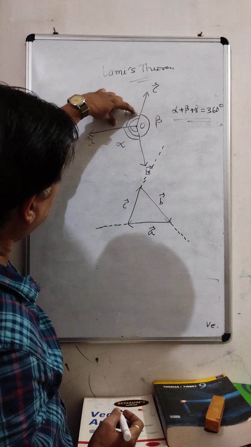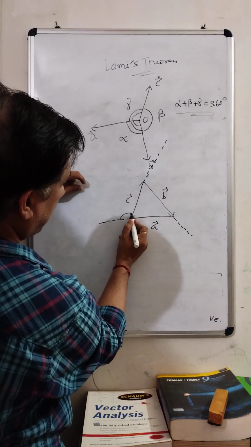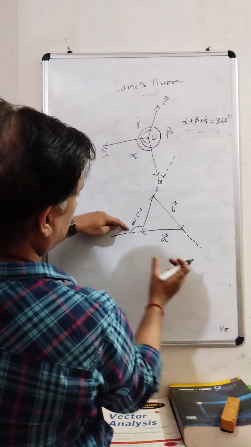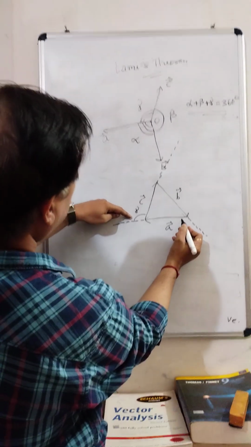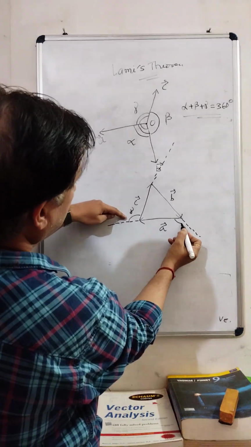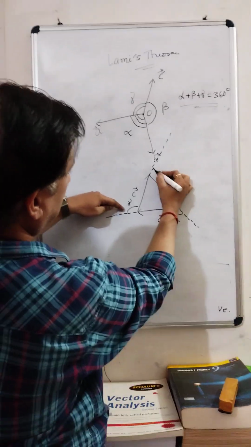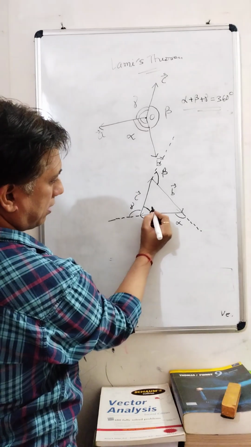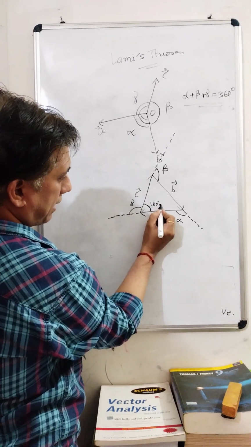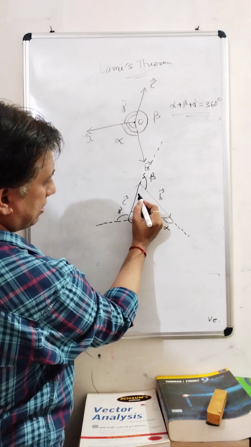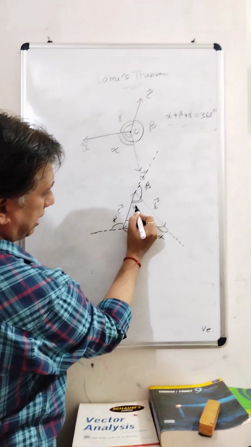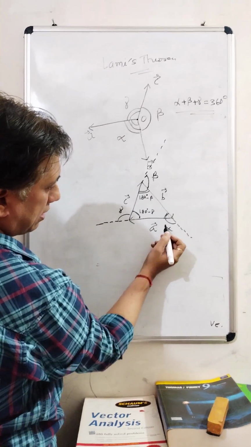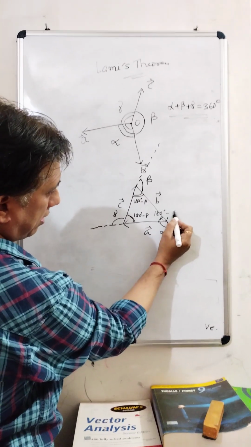Take this. This is alpha. Sorry, this is gamma. This angle is alpha. This is beta. Then this angle is 180 degree minus gamma. This angle is 180 degree minus beta. Similarly, this angle is 180 degree minus alpha.